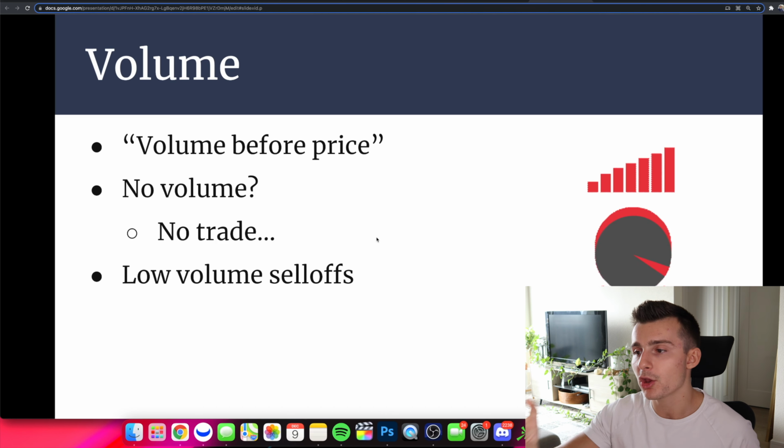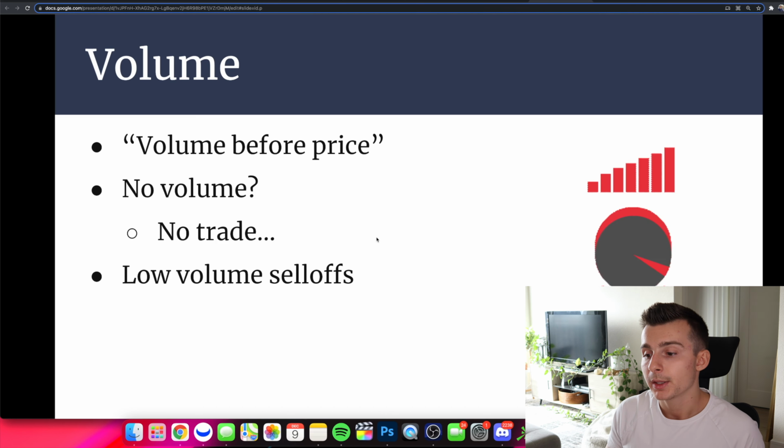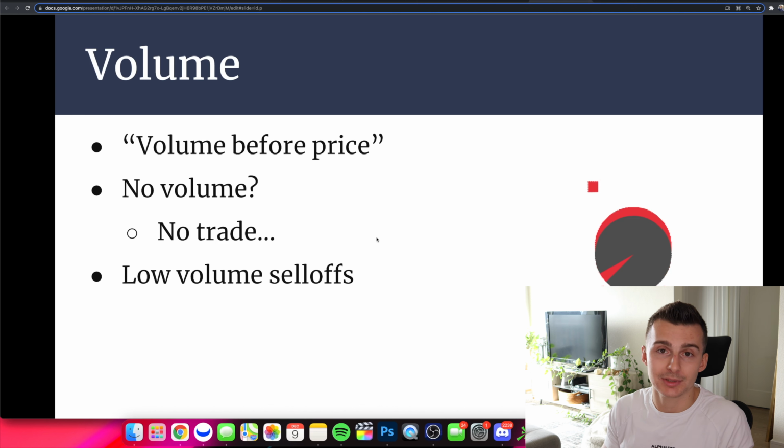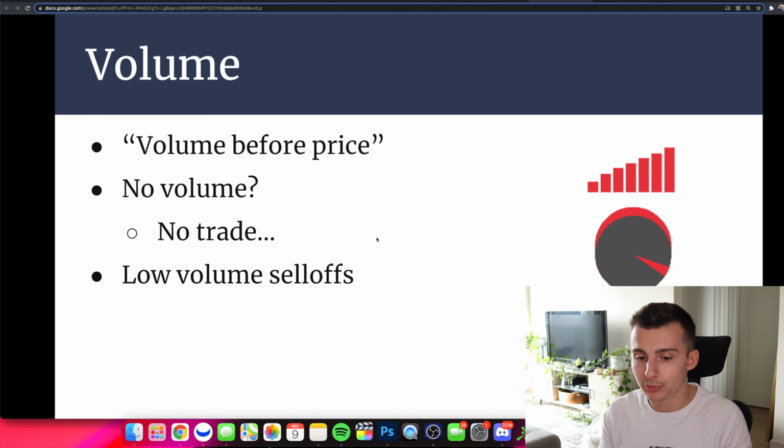So we're talking volume before price. You've probably heard this before. We need volume for a stock to move, right? There's no volume, there's no trade, okay? That's what you need to understand. Volume before price could be a signal that tells you something about what is going to happen.